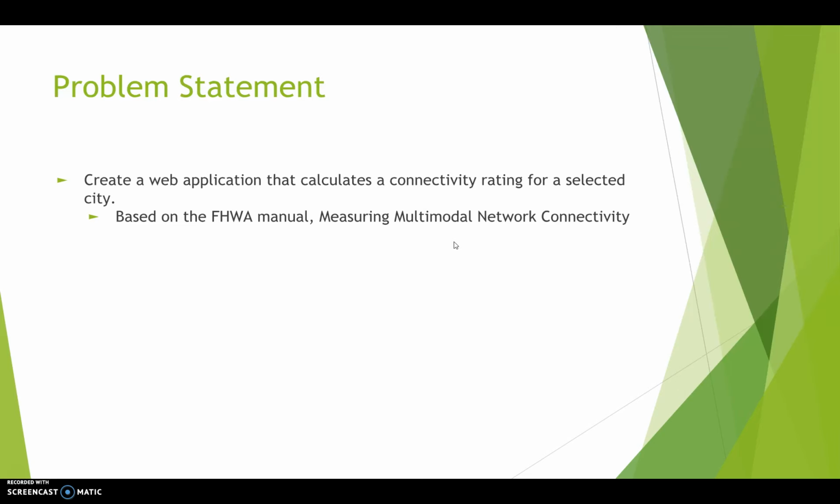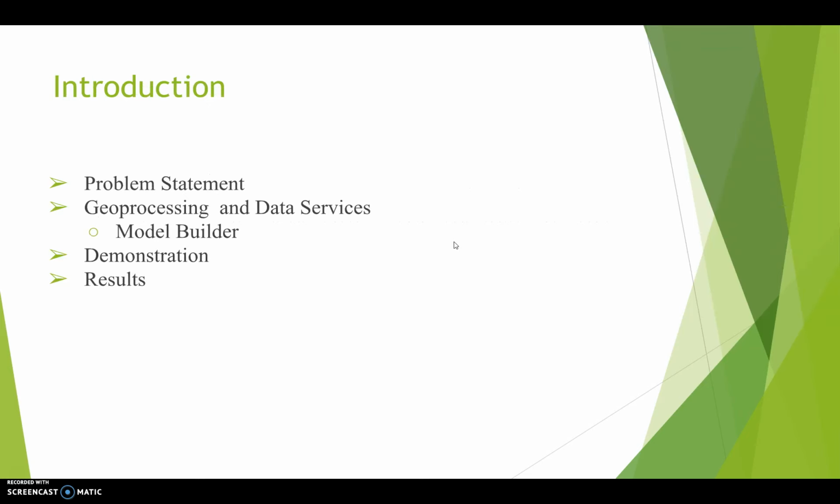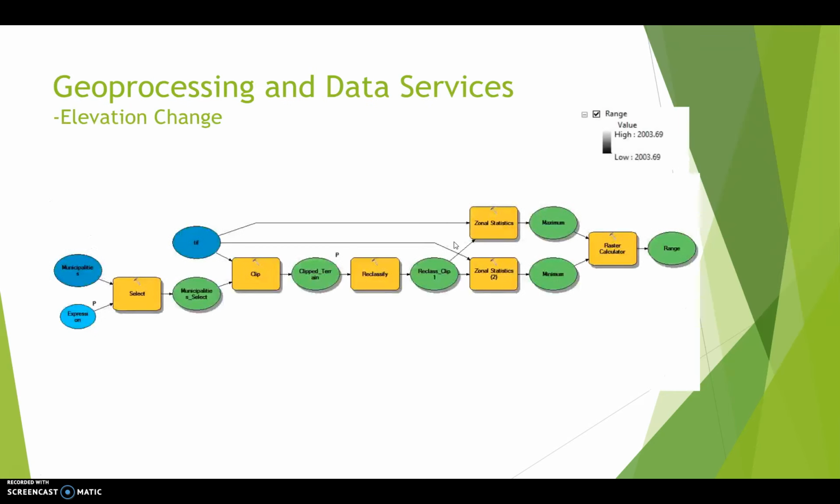So we used this manual, the FHWA manual, to measure some of that connectivity. The principles used for our web app were based on this manual. It takes some measures, gives them weights, and then gives a rating based on those measures. The measures that we use for this app are elevation change, bus stops, and intersection density, so how many intersections there are on the road network per square mile. We'll just go through some of those things, especially our geoprocessing.